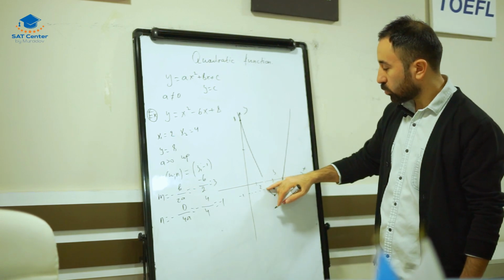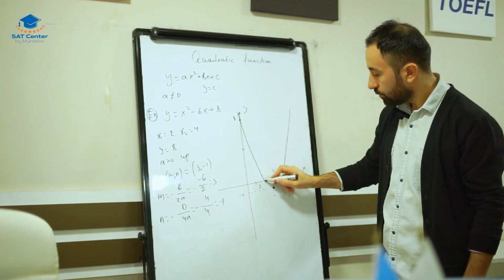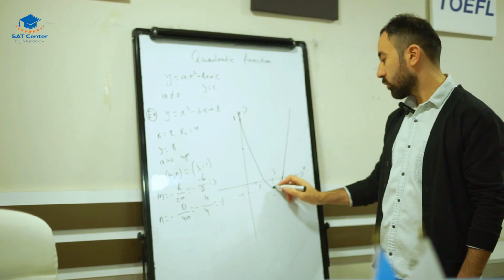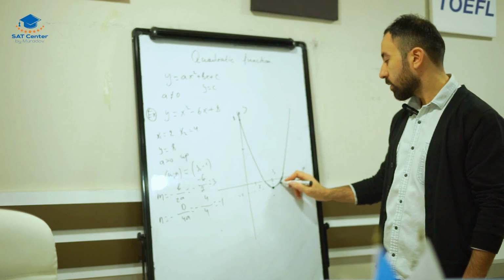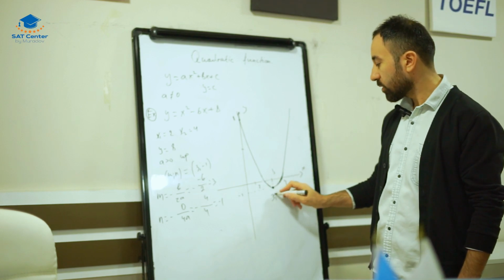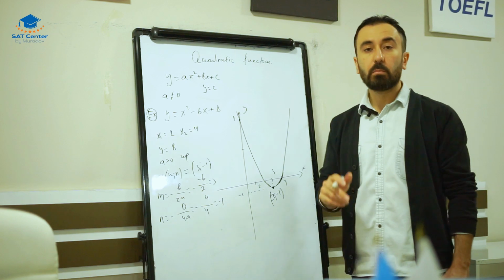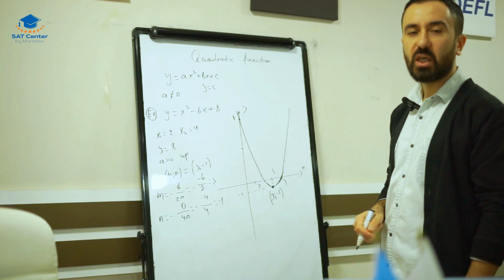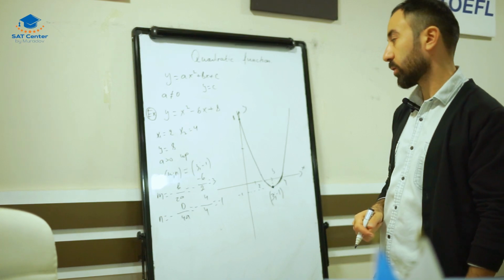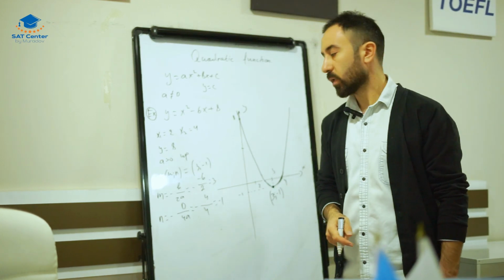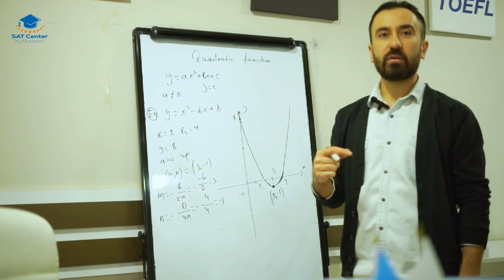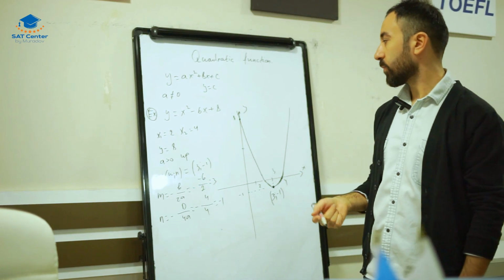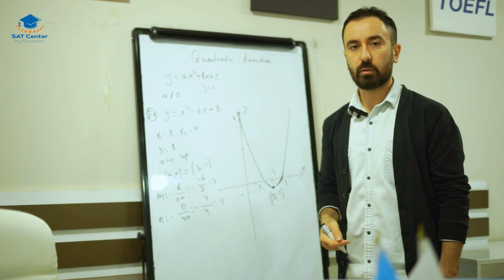So, this function should look like this. This is true. Vertex point coordinates are (3, -1). My third question for you: what is the minimum value of this function? My next question: at what value of x does this function get its minimum value? My next question: what is the maximum value of this function?